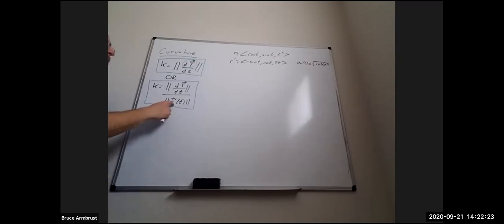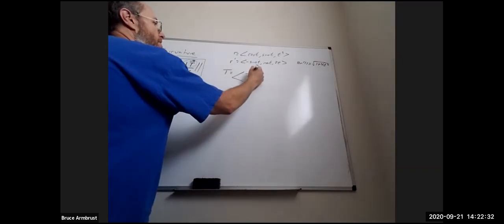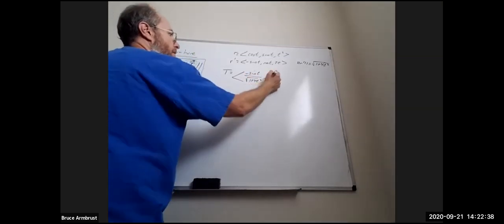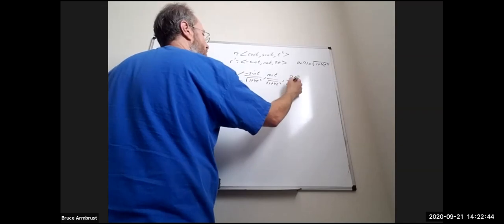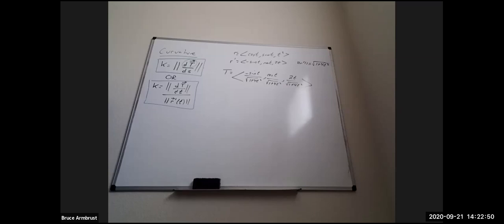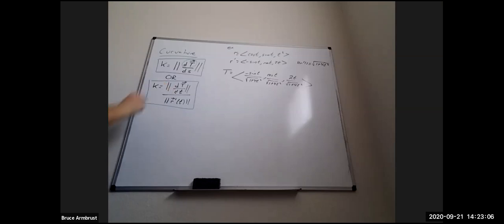So that's what's going to go on the bottom. But now let's get our T. So big T is minus sine of t over the square root of 1 plus 4t squared, cosine of t over the square root of 1 plus 4t squared, 2t over the square root of 1 plus 4t squared. All right, so now we need to differentiate big T.